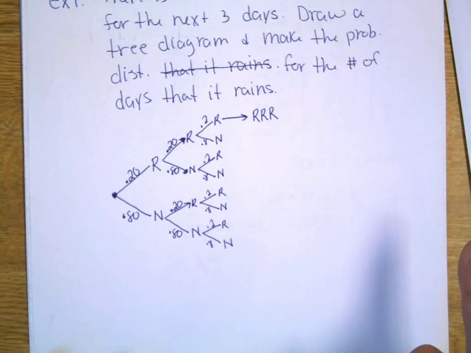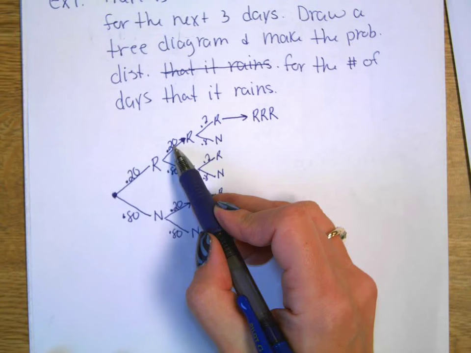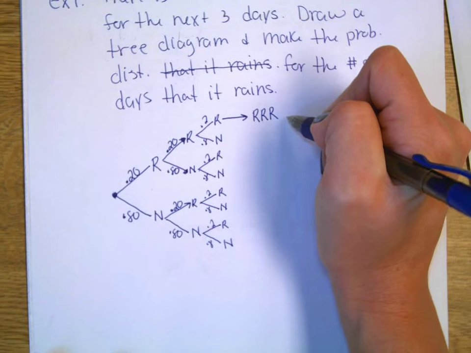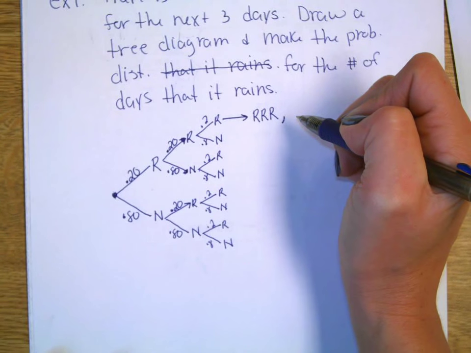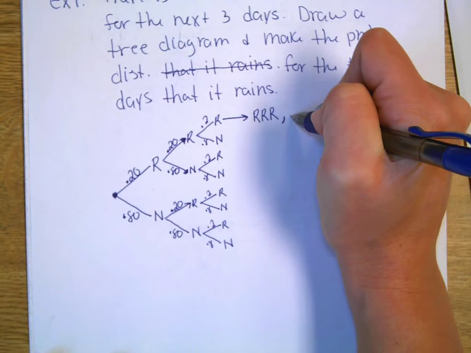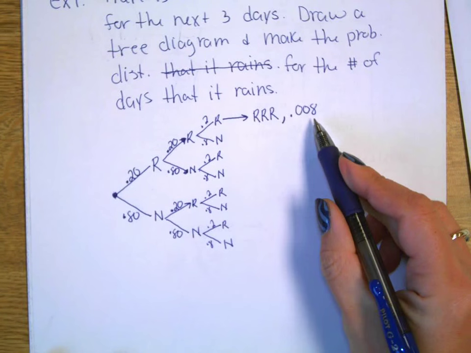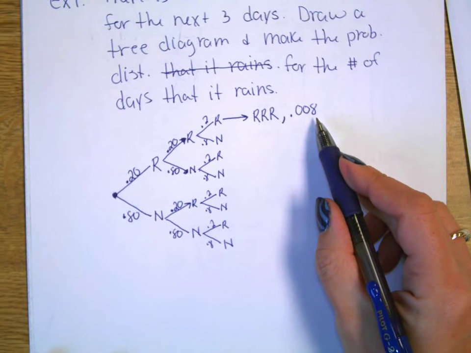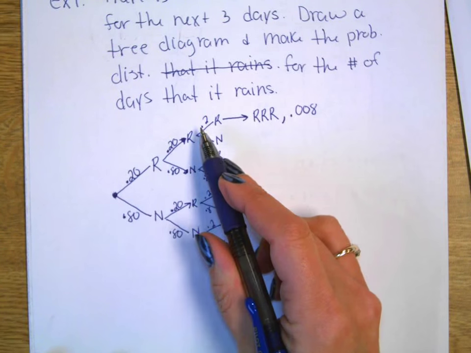To figure out the probability, you multiply all the probabilities together as you go out. So it'd be 0.2 times 0.2 times 0.2 to get the probability that it rained all 3 days. So 0.2 to the third power is what? 0.008. Very unlikely. That's 8/1000ths of a chance that it's going to rain all 3 days in a row. All I did was multiply 0.2 times 0.2 times 0.2.